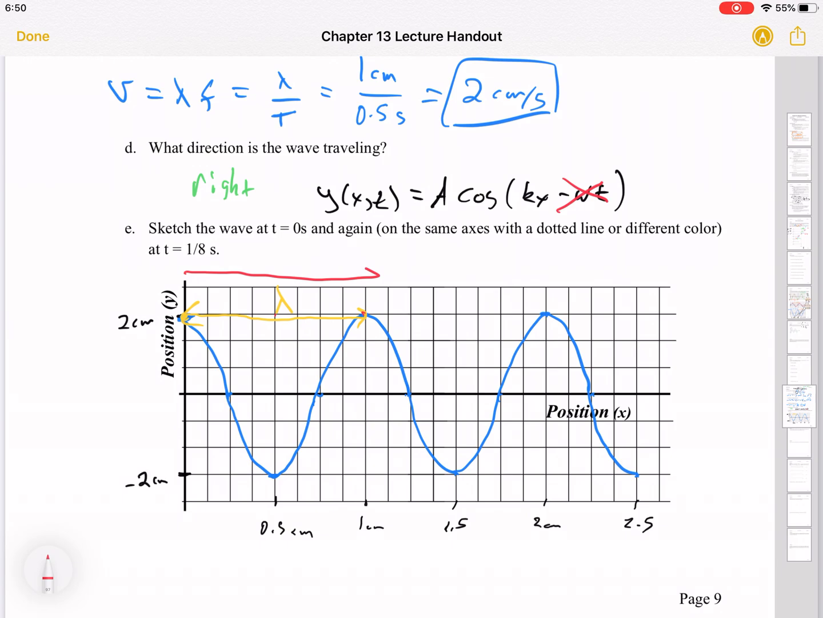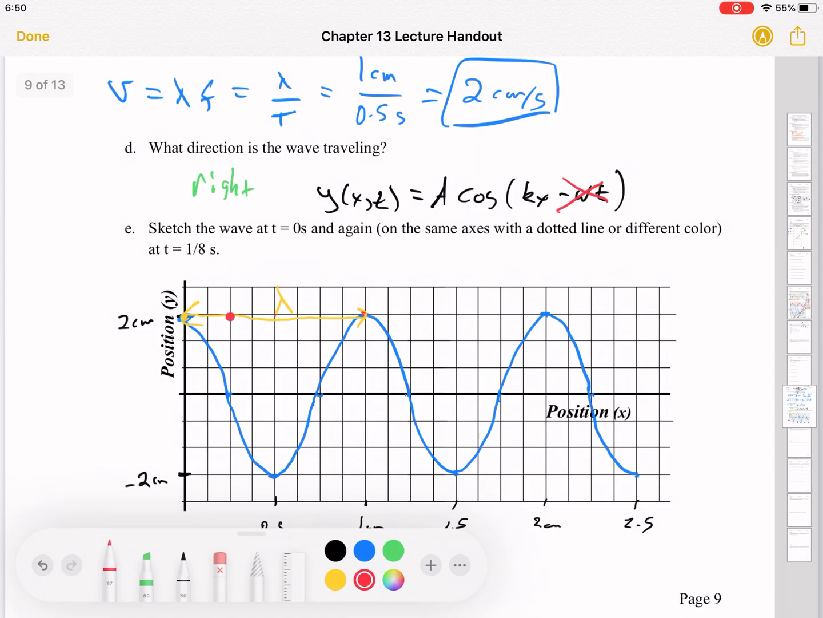This is the distance it travels in one cycle, right? So that's a half second, which means half of this is a quarter second, which means half of that is an 1/8 of a second. So in an 1/8 of a second, this peak will have moved to here. All right, so every point on this is going to move 2 tick marks to the right. Yeah, 2 tick marks to the right.